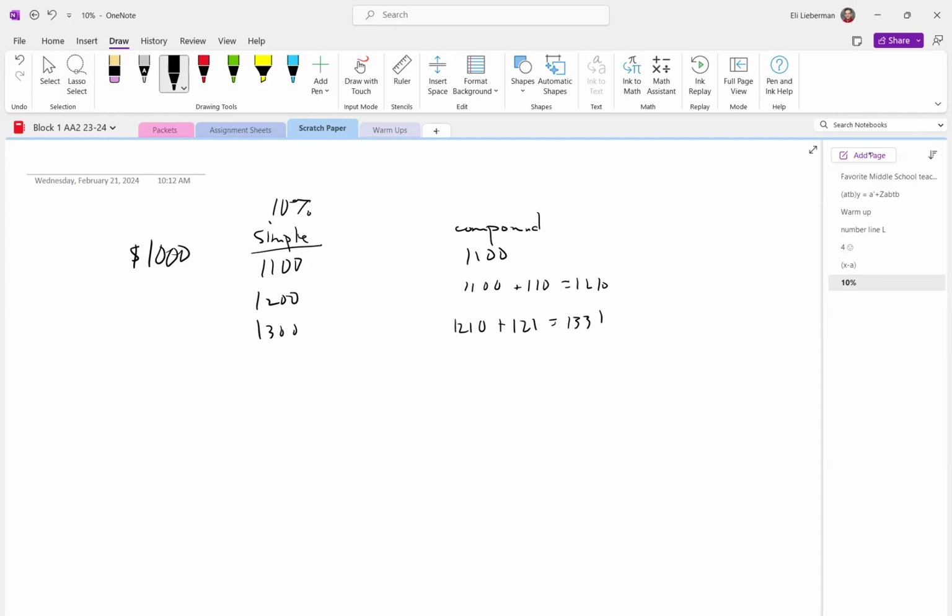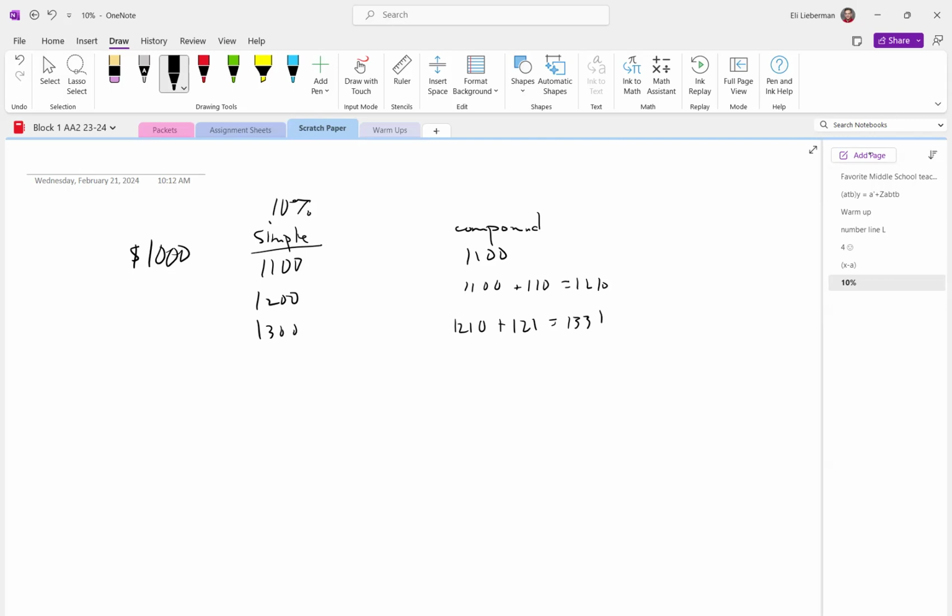Yes? Sorry, just clarifying, where did you get the 121 from? Good question. 10% of the 1210. So you take 10% of the money you already have. With simple interest, it's just 10% of your original every year. That doesn't happen. They acknowledge you have more money in the bank, or if it's a loan, you owe more money. They see that and adjust it proportionally. So that's why that 1,100 is increased by 110 rather than 100.